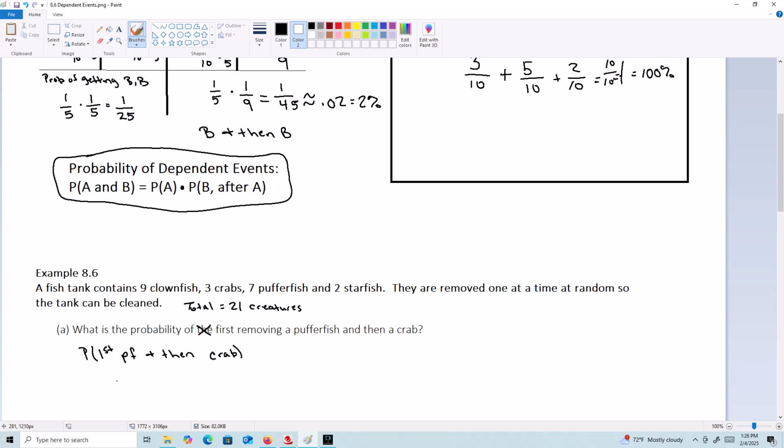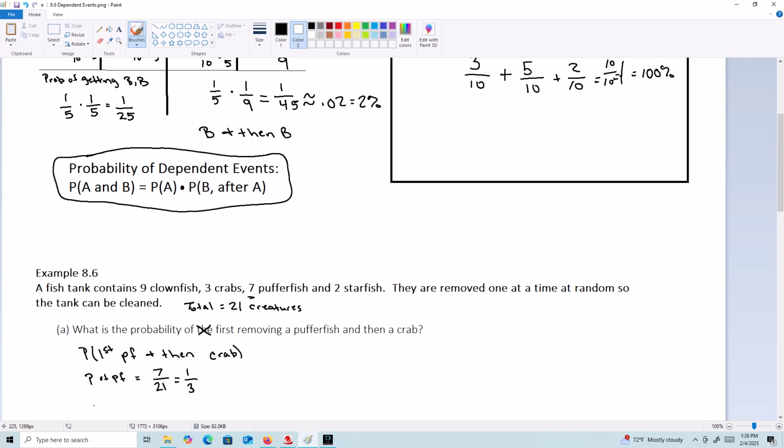Well, the probability of getting the pufferfish is going to be, there's 7 pufferfish, but 21 possible outcomes because there are 21 creatures in the tank at this time. This reduces to 1/3. Always reduce whenever possible. It's going to make your numbers more manageable at the end.